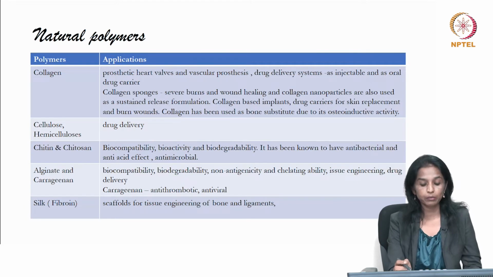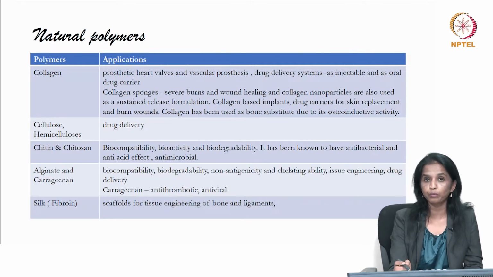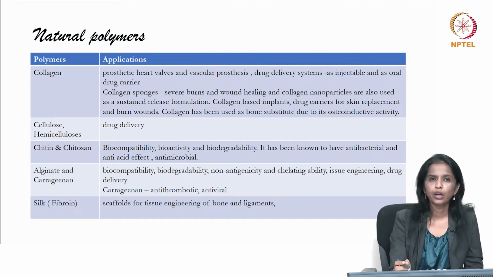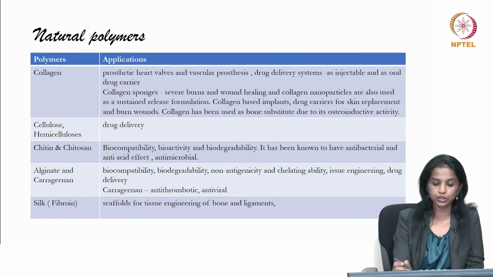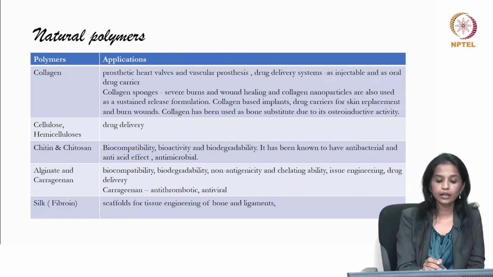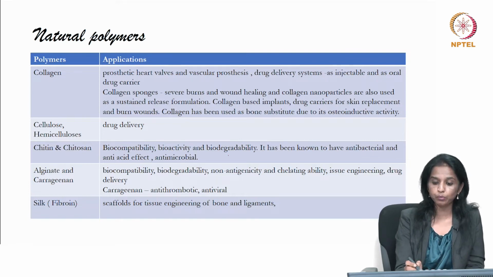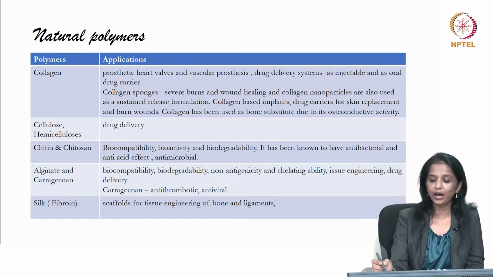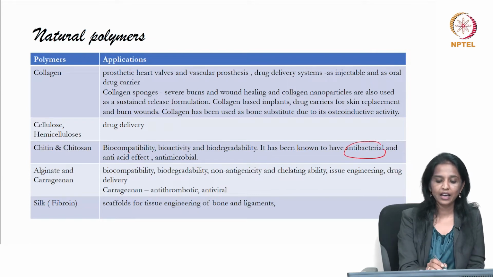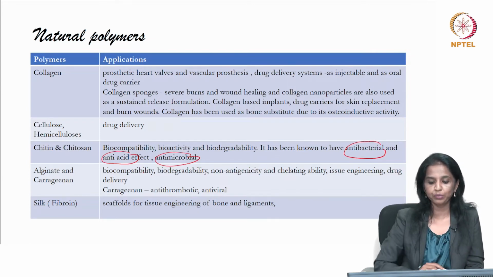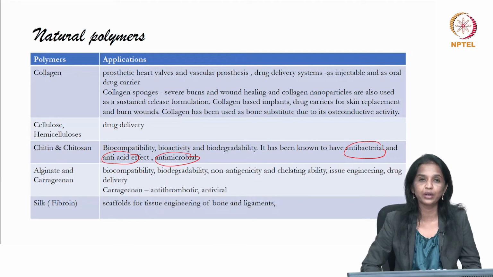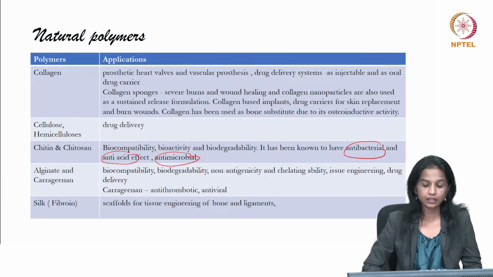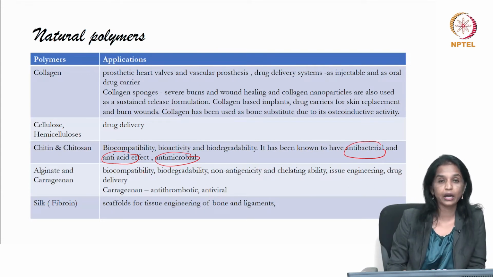Chitosan is actually being celebrated as a natural polymer, and we have enormous amounts of research work going on in chitosan. Chitosan again is biocompatible, bioactive, biodegradable, and it also has antibacterial, anti-acidic and antimicrobial effects. So, that is actually a very characteristic or most sought after biomaterial right now. And then we have the seaweed derivatives, alginate and carrageenan.